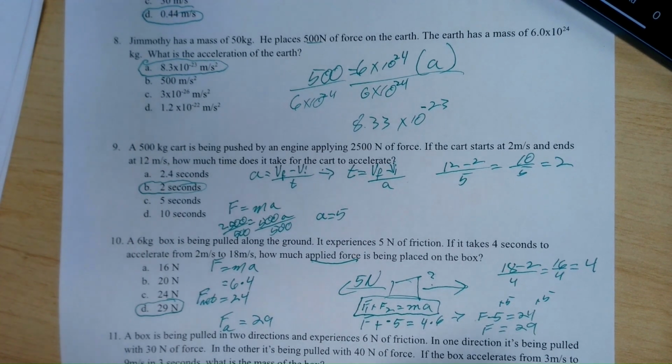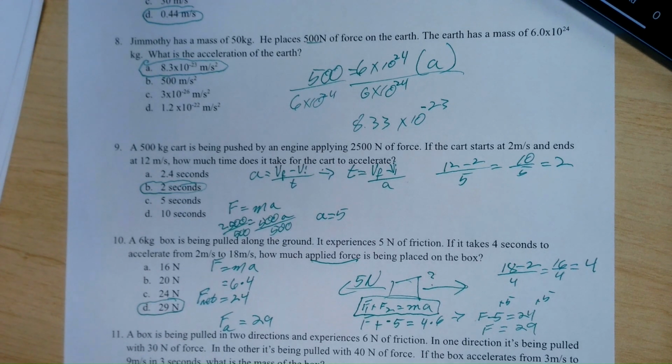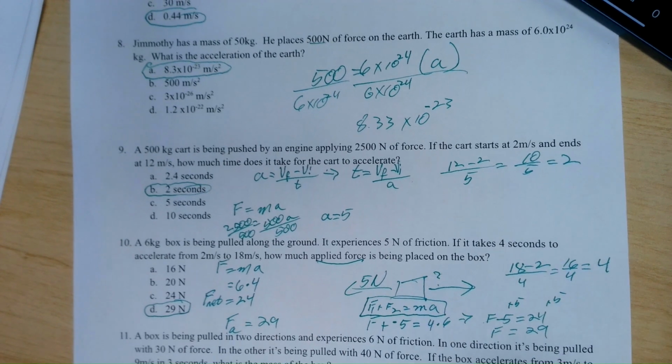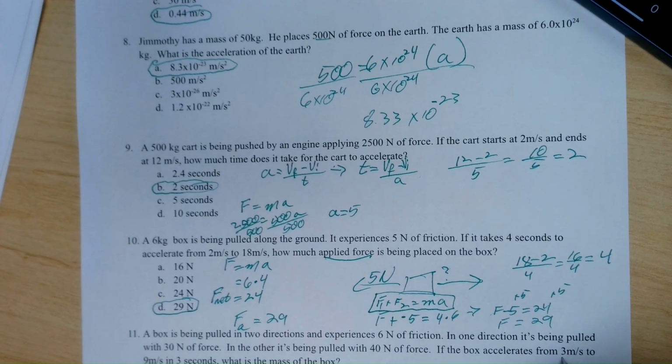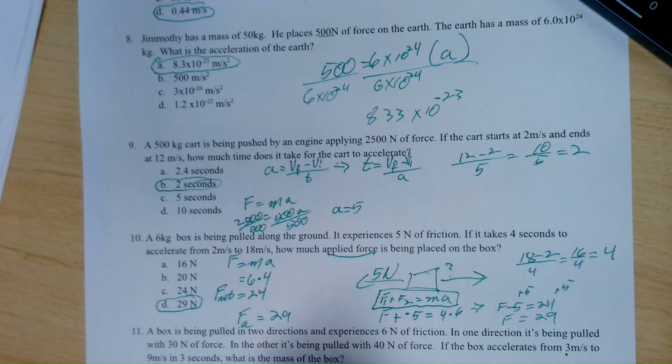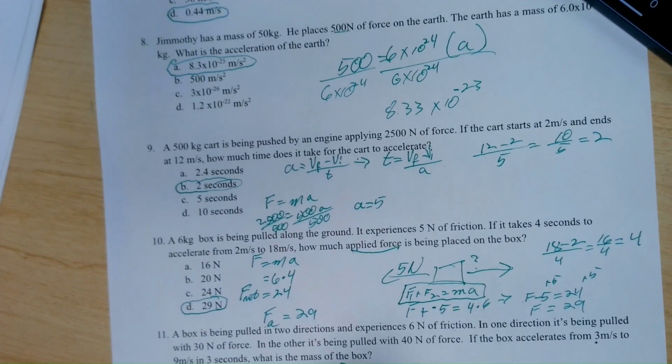Or, well, I shouldn't say net force. Our force in this direction is 36, 40 over here. So our net force is going to equal 40 minus 36, which is equal to 4. Okay. So our acceleration now is 9 minus 3 over 3, which is 6 over 3, which is equal to 2. So 4 is equal to 2, which is our acceleration, times our mass. Our answer is 2 kilograms.